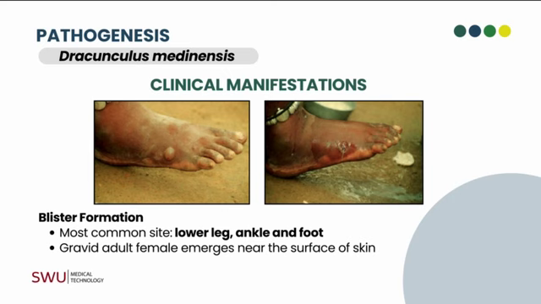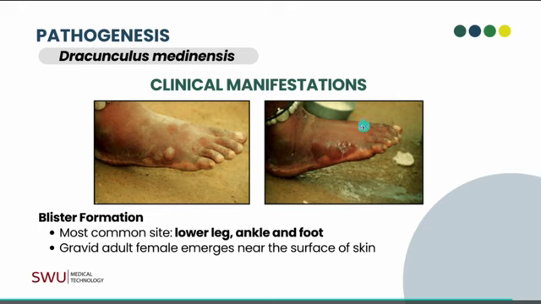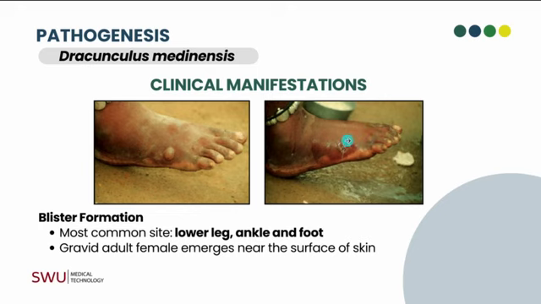Now, in terms of its pathogenesis, Dracunculus medinensis causes dracunculiasis or dracunculosis, and it is manifested through blister formation. This blister formation starts from a painful papule that enlarges to become a blister, and it's accompanied by local erythema, urticaria, fever, nausea, and pruritus. This commonly involves the lower leg, the ankle, and the foot of the host. And in that blister, once it bursts, the gravid adult female emerges near the surface of the skin.